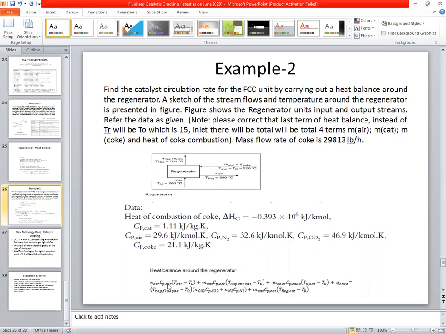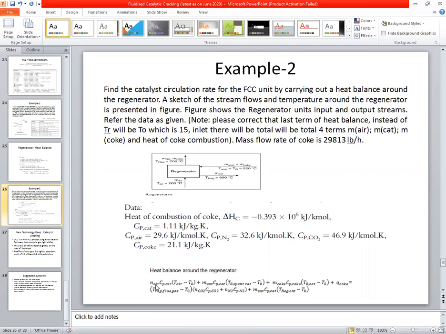For example, if you see the first equation in the book itself, how it is mentioned, if you put the units, for the first term you will find kilojoule per kilomole, but for the second term you will find kilogram per hour. Something like that. It will not be matching, not uniform. So we have to follow this equation.